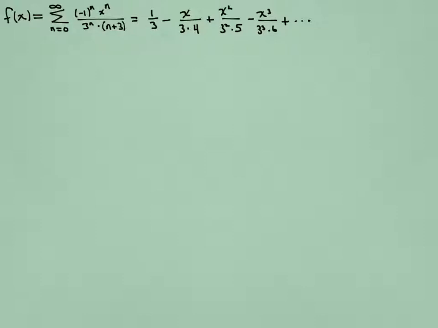In a previous video, you may have seen us using the ratio test to show that this series converges for all x less than 3 in magnitude. So the absolute value of x should be less than 3. It will diverge for x bigger than 3 in magnitude.